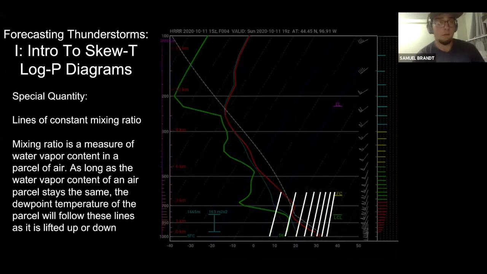And finally, we're going to talk about lines of constant mixing ratio. You can think of mixing ratio as like the water vapor content of the air. And these lines just show you how the dew point of a parcel of air changes if you keep its mixing ratio constant. So that's what these lines represent here.